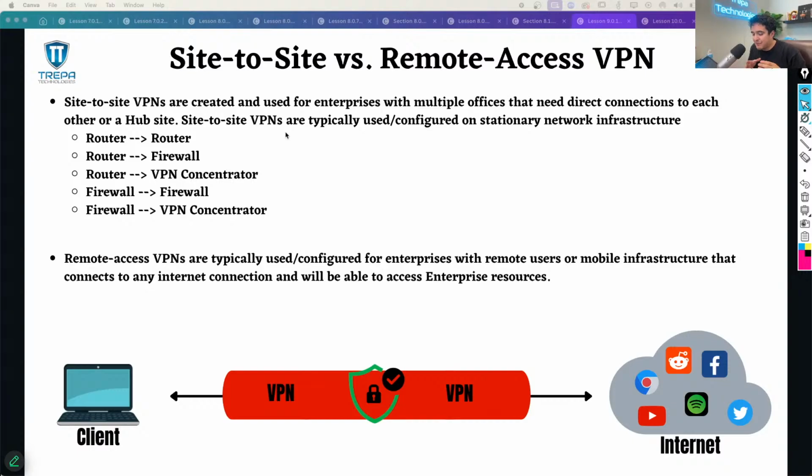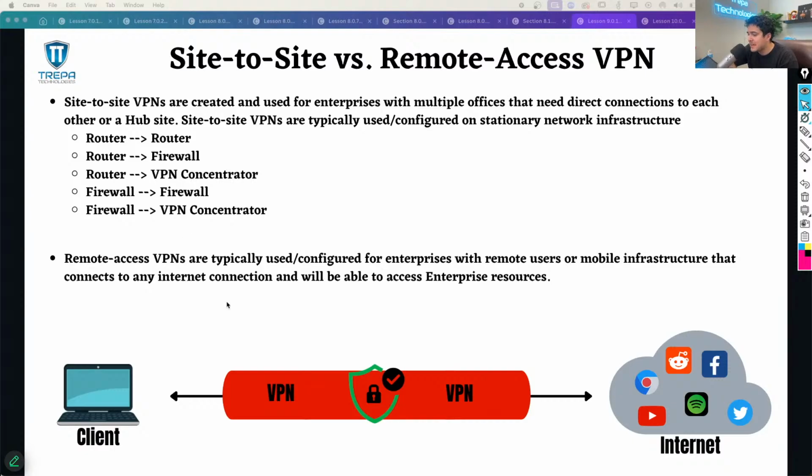This is like, I have a site in Fayetteville, I have a site in New York, I have a site in Phoenix. New York's my data center, and we have dedicated network infrastructure there, firewalls, routers, and they're going to be creating connection to them. That's a site-to-site. So that's router to router, router to firewall, router to VPN concentrator, and then firewall to firewall. I don't need to say all those.